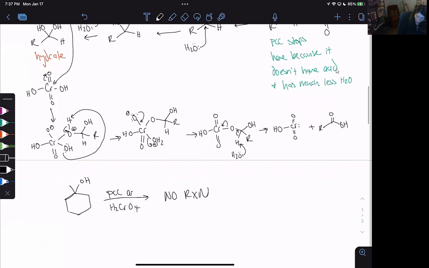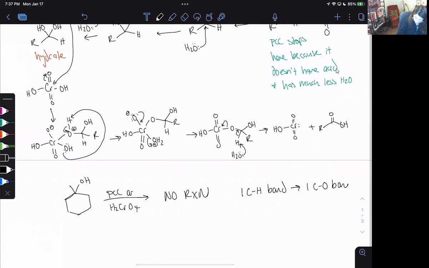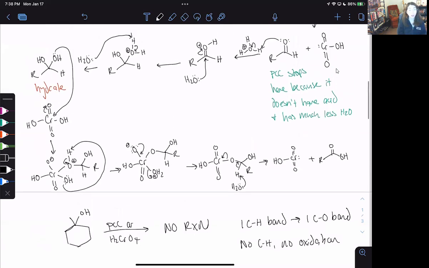Okay, so we're going to be trading CH bonds to one CO bond, okay, in equal amounts. So no CH, no oxidation. Okay, so that's really kind of the key things that we want to keep in mind here. Know when to use chromic acid, know when to use PCC, depending on what you want out of it.